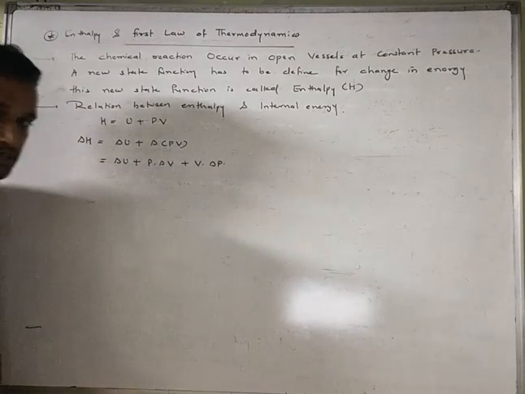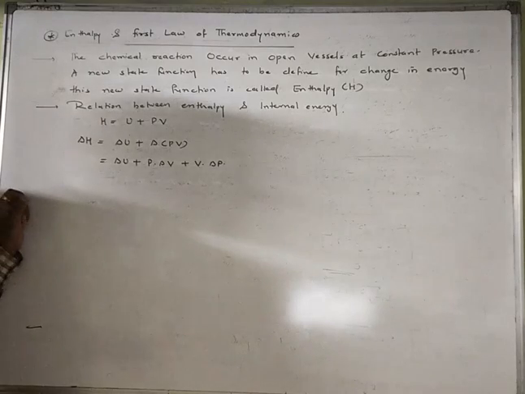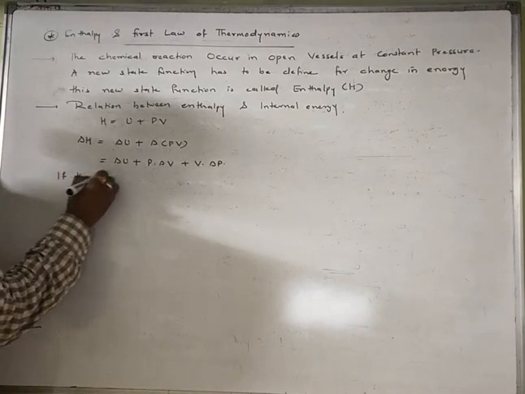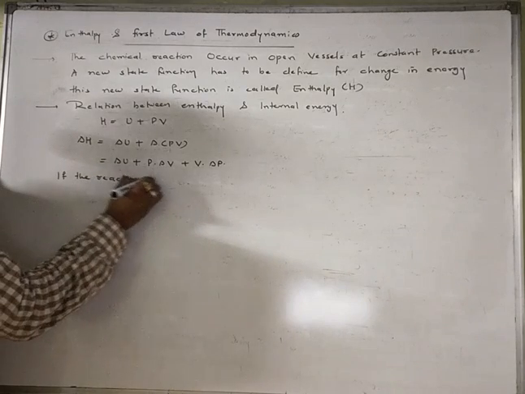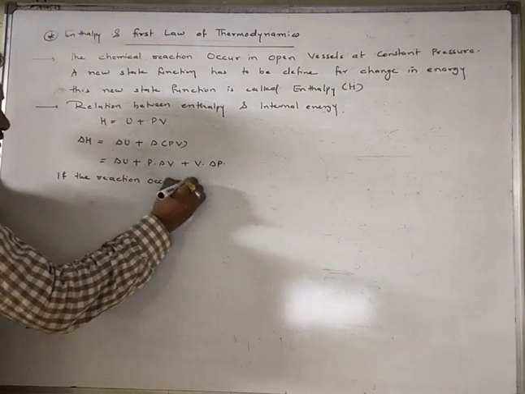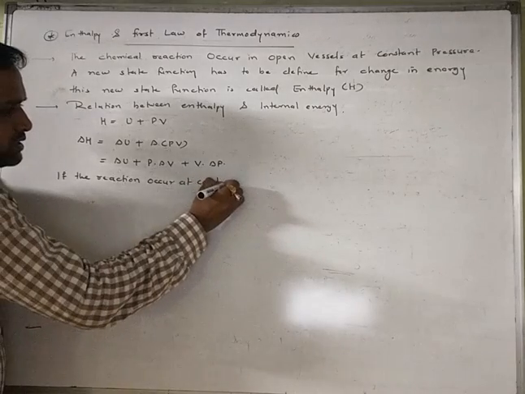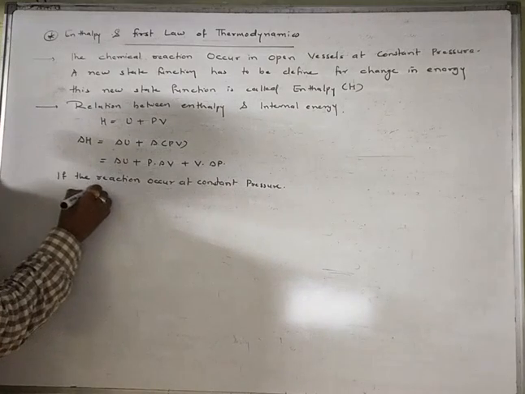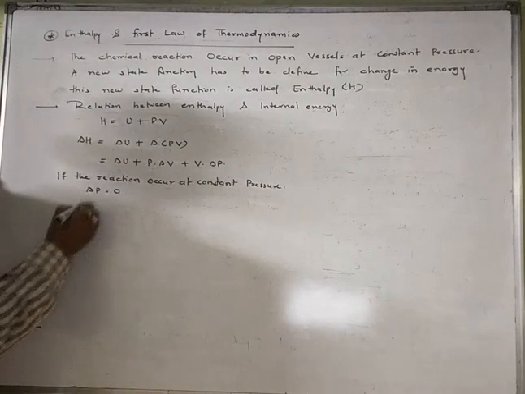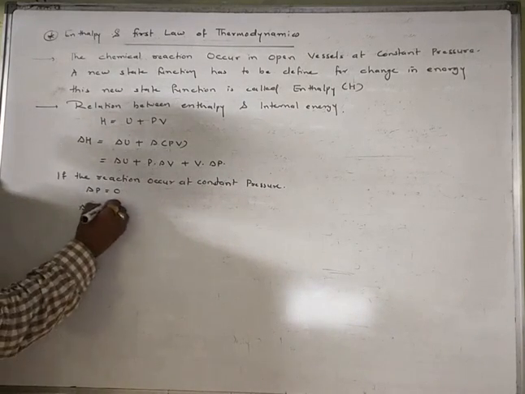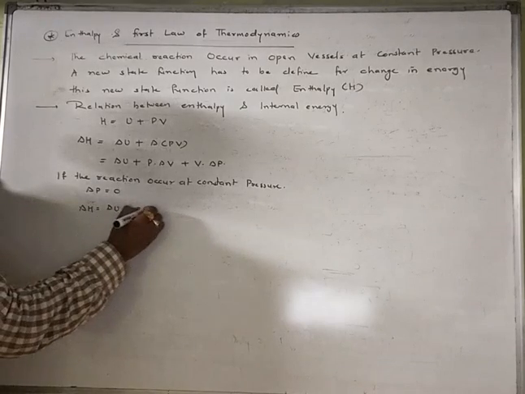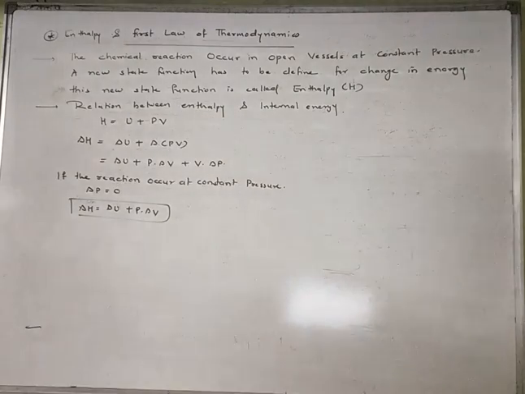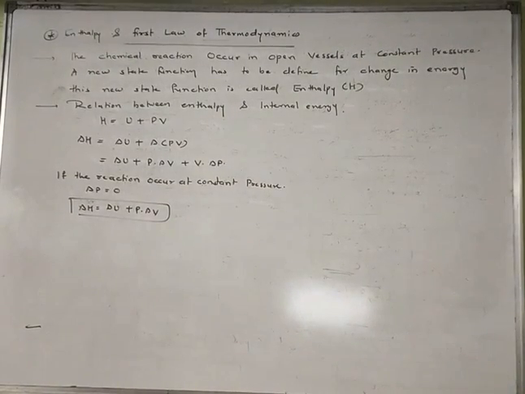But if the reaction occurs at constant pressure, then we can say delta P equals 0. So I can write down delta H equals delta U plus P into delta V. Understand? So this is the change in enthalpy of the reaction.